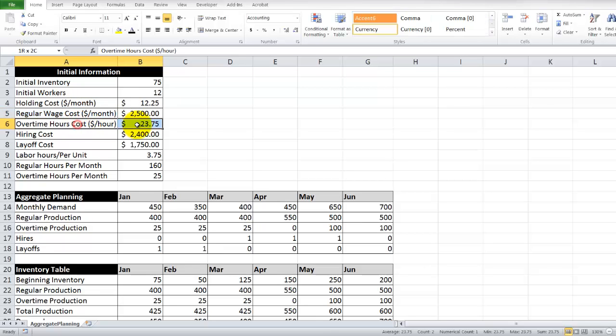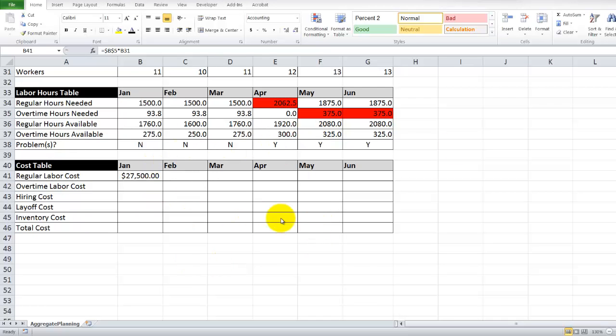The overtime, we only need to pay overtime when overtime is actually utilized. So it's a subtle difference between the 2 rows here. Now that is an assumption of this spreadsheet, is that we essentially don't pay out regular time hours based on the hours needed.